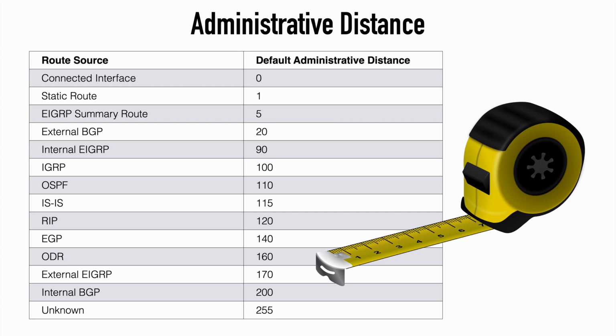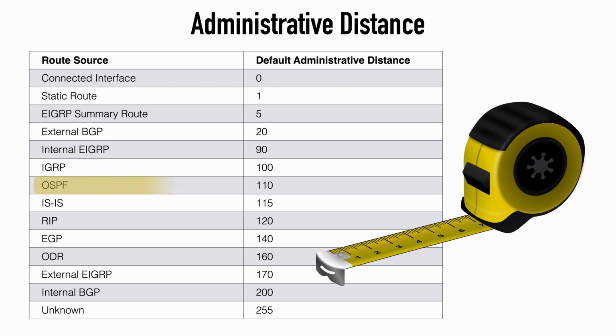Again, these are the default values, but we can modify those administrative distances. And why would we want to do that? Well, for one, if you're performing route redistribution, which we'll take a look at in a future video, this will let you select a routing protocol to take precedence regardless of the default AD.